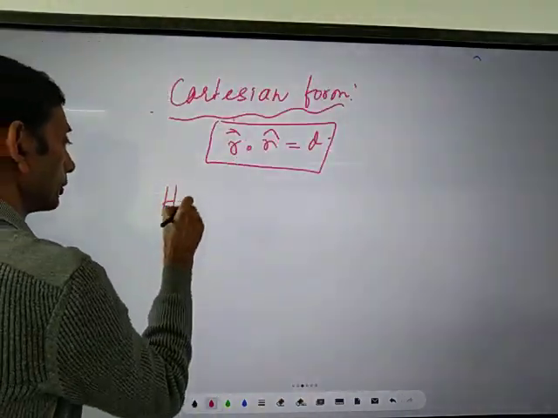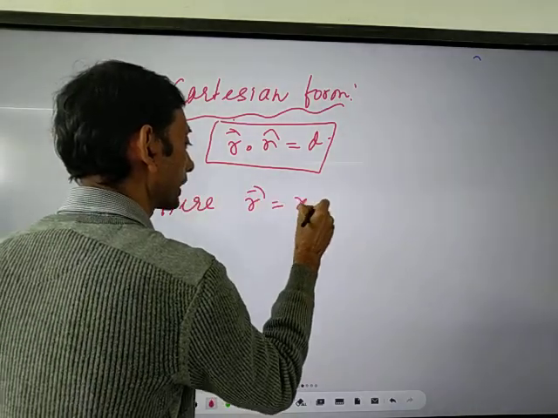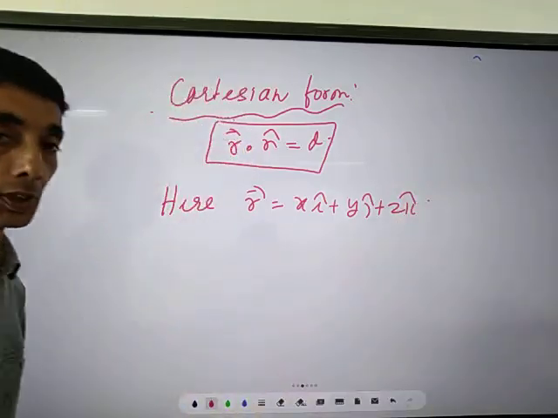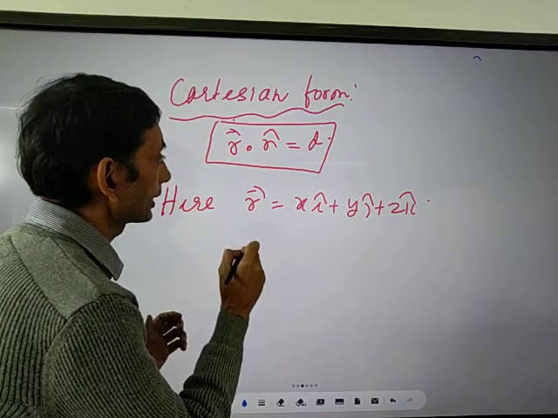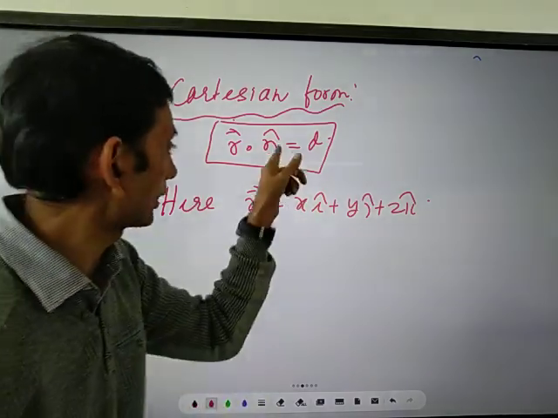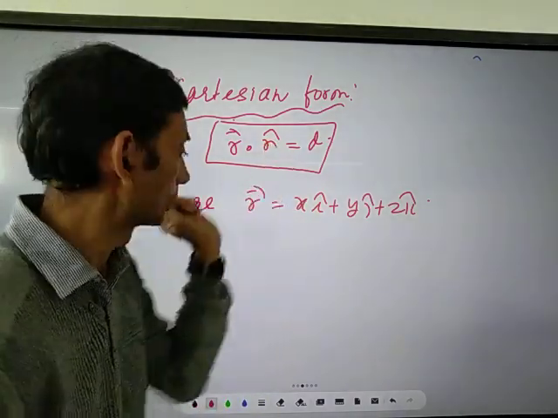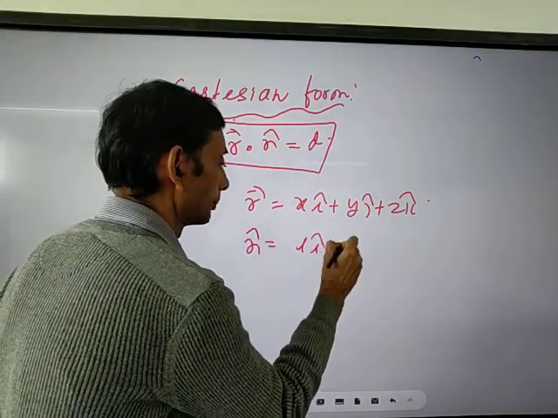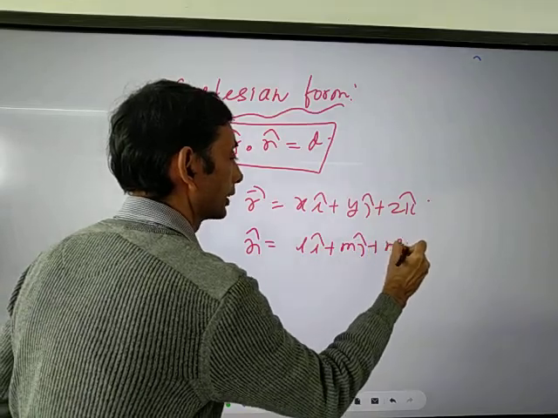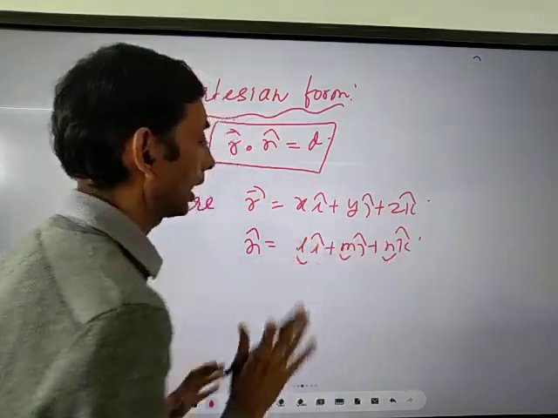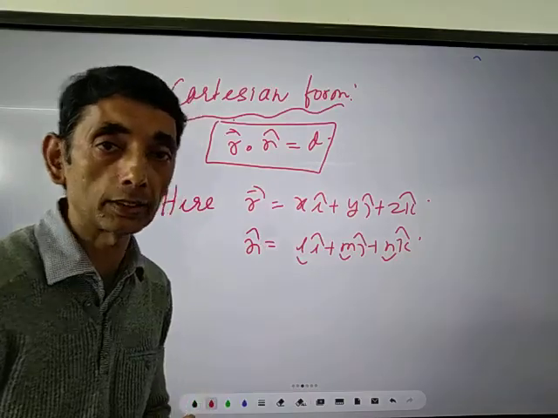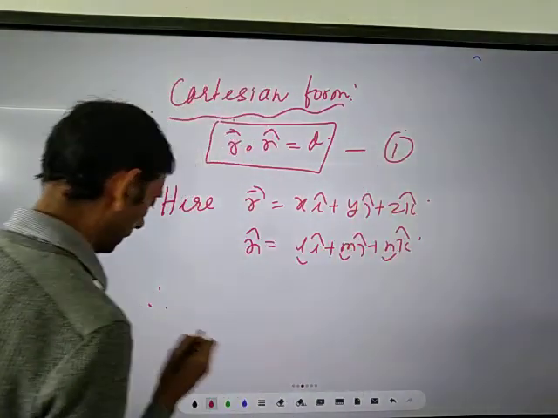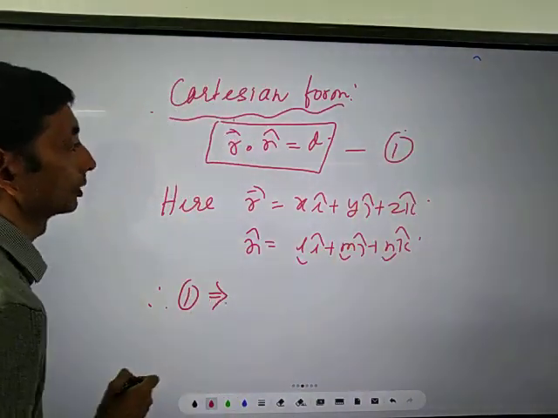So here r is equal to x i cap, y j cap, and z k cap. This is r. And in case l, m, n are the direction cosines of this unit vector, then n cap can be written as l i cap, m j cap, and n k cap. What are l, m, n? They are the direction cosines of the vector n cap. Therefore, this is equation 1.